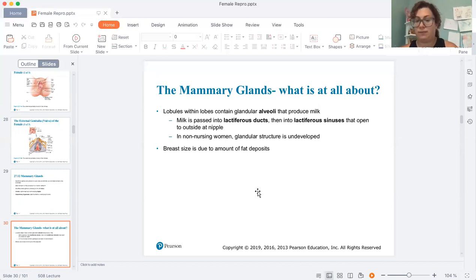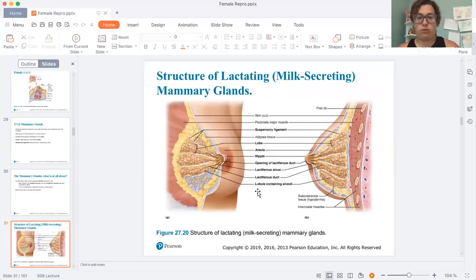It's always there. And I said breast size is normally due to the amount of fat deposits, but in some women, there's a ton of fibrous tissue that can make up for some of that fat deposit. So it's not always true. So if we're taking a cross section of the breast, we see the adipose tissue right here. We see all these little lobules, and then leading into ducts. Ducts lead into the areola, which is that outer darker region, into the nipple.